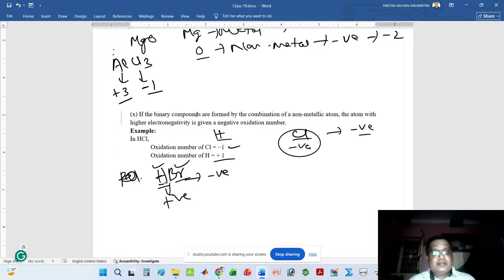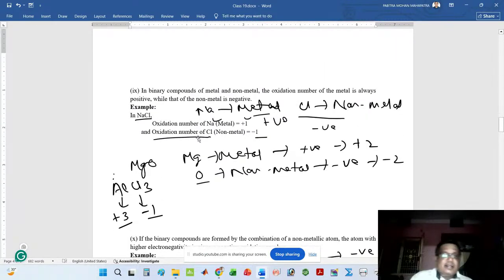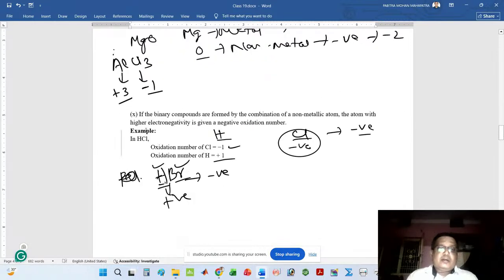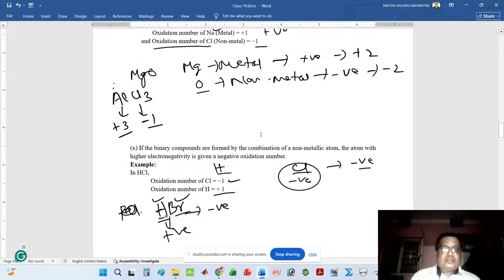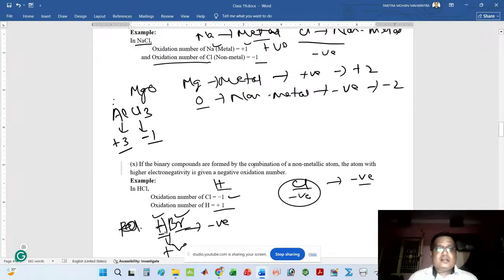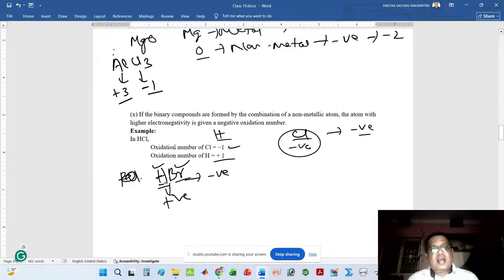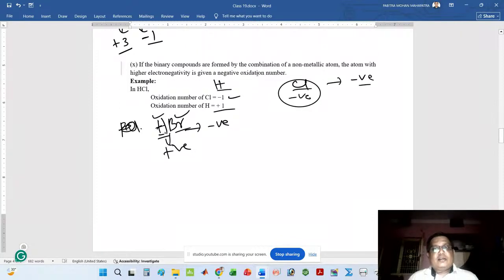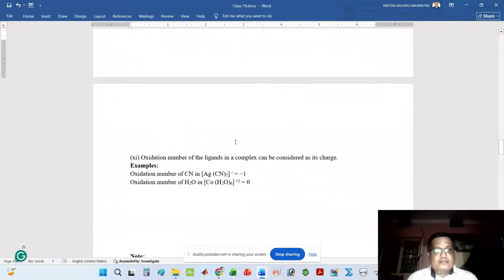Remember, again I will repeat: in a binary compound, if one is a metal and another is a non-metal, the metal carries the positive oxidation state and the non-metal carries the negative. In a binary compound, if both are non-metals, then the non-metal with higher electronegativity carries the negative oxidation state, and the non-metal with less electronegativity carries the plus oxidation state.